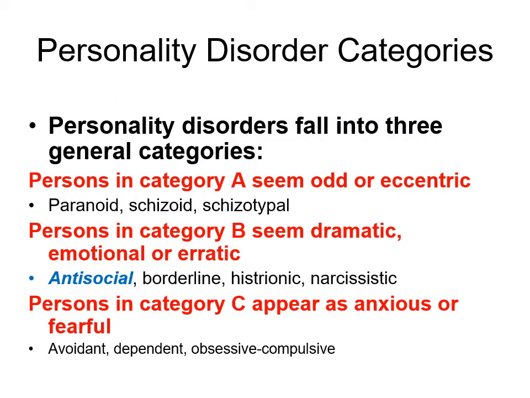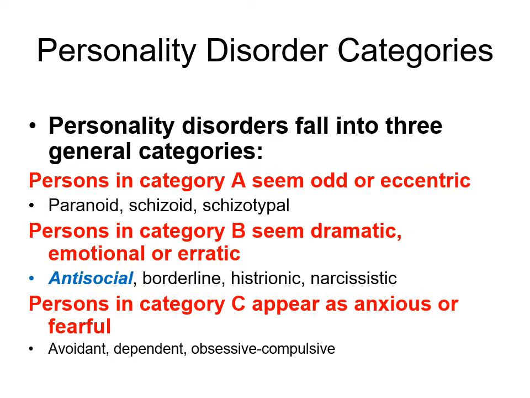Personality disorders are going to fall into one of three categories, or sometimes referred to as clusters. The personality disorders that are found in what we call category A are referred to as the odd or eccentric personalities. This would be a paranoid, a schizoid, or a schizotypical personality disorder. Generally, when we say odd in psychology, these are what we would call the crazy people.